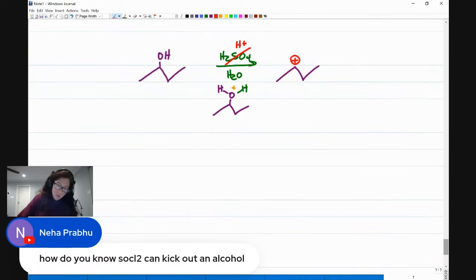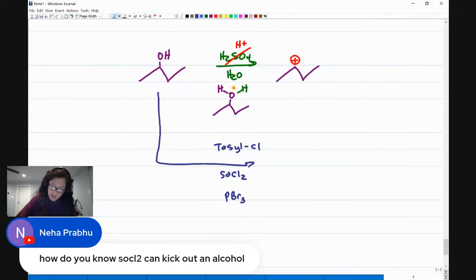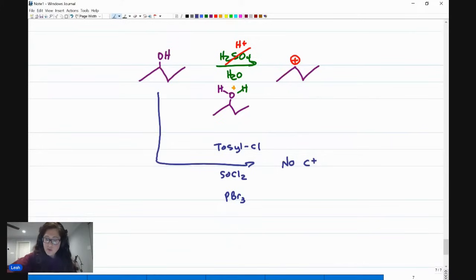Another way, if you want to control the outcome of the reaction, is to add something that will be big and bulky. So a couple of examples you will have learned would be a tosyl chloride in pyridine, SOCl2 in pyridine, PBr3. These are just different ways to make the alcohol into something bigger, bulkier, more stable, and then you kick it out rather than having it leave by itself. No carbocation intermediate, which is key because now you can control for the stereochemistry. This was a really good question. Let me know if that's clear.